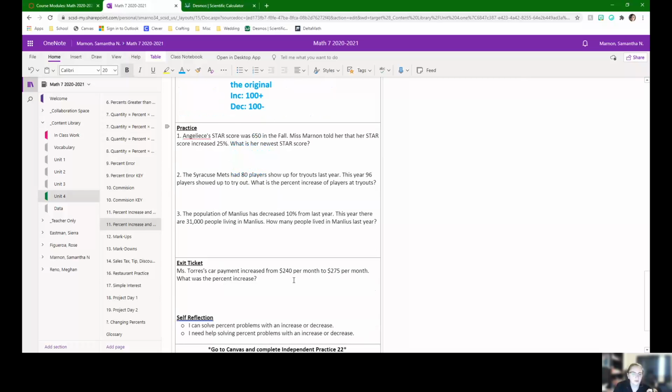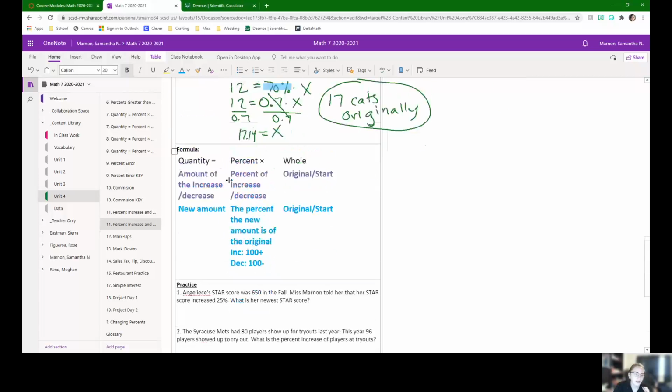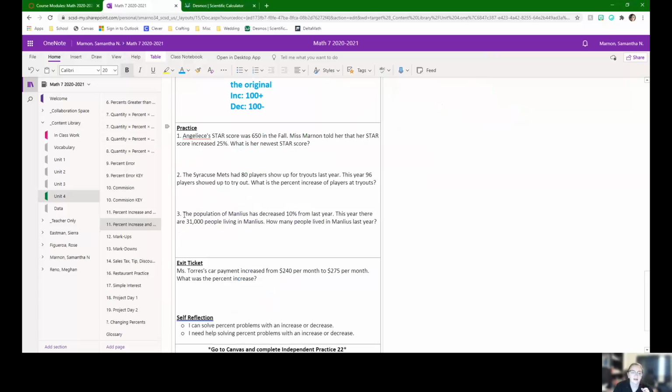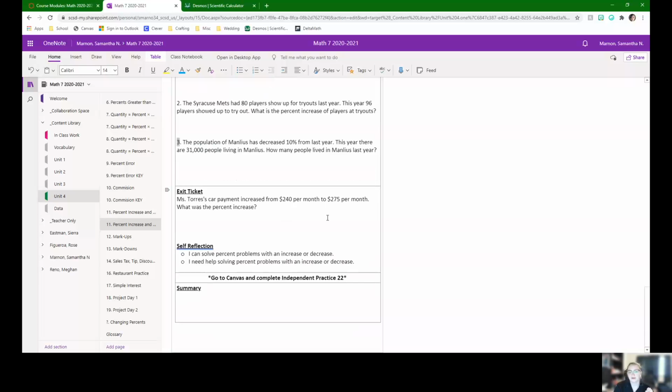So now you have practice problems. There are 3 practice problems. If you need more help with ones like this exercise 3, definitely try out number 3 in the practice as one of your choices. So you're going to pick 2 of these. And then you have your exit ticket about Miss Torres's car payment. So you might remember in the commission one that she wanted a mom car. Owen convinced her to get a fancy sports car. So now her car payment went up. So now instead of $240 a month, she pays $275 a month. So figure out what was her percent increase.